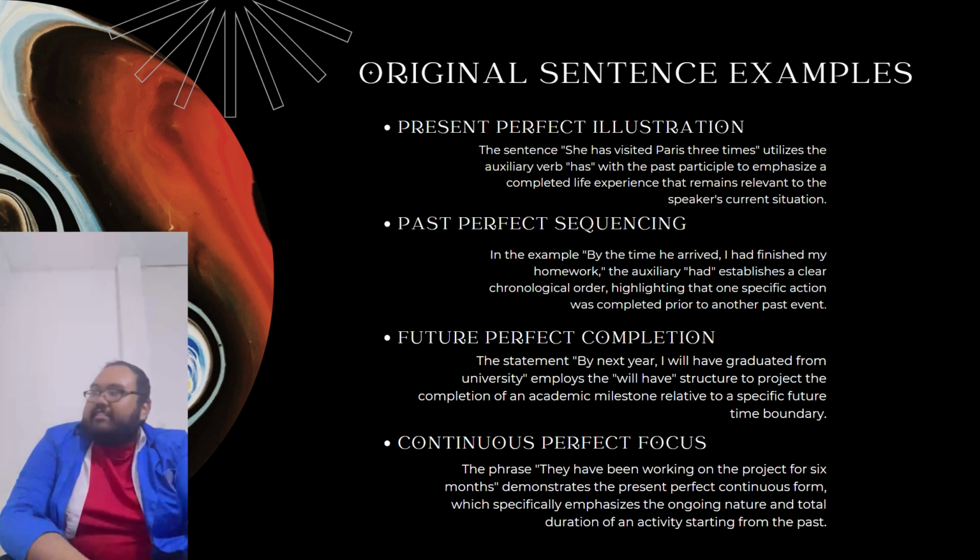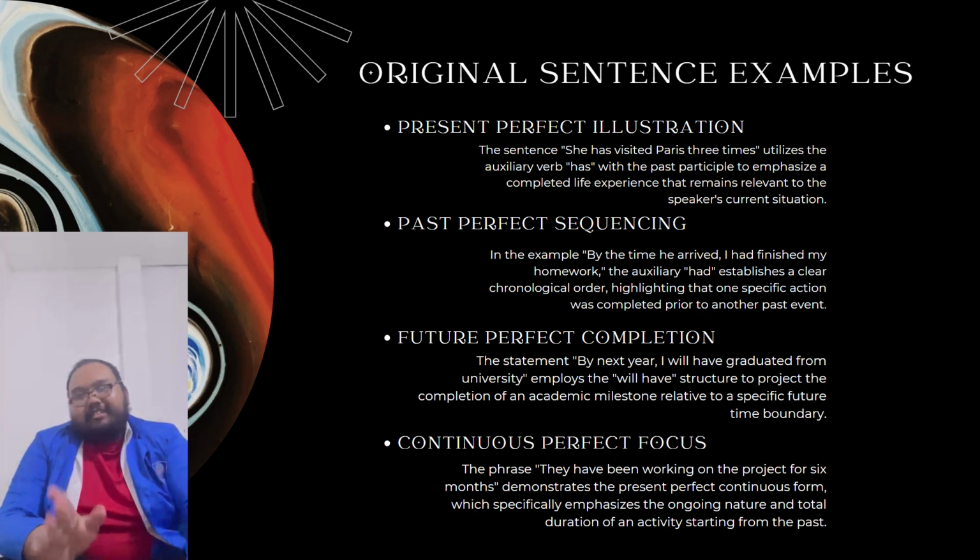For the sentence examples, first, present perfect illustration. The sentence "She has visited Paris 3 times" utilizes the auxiliary verb has with the past participle to emphasize a complete life experience that remains relevant to the speaker's current situation.